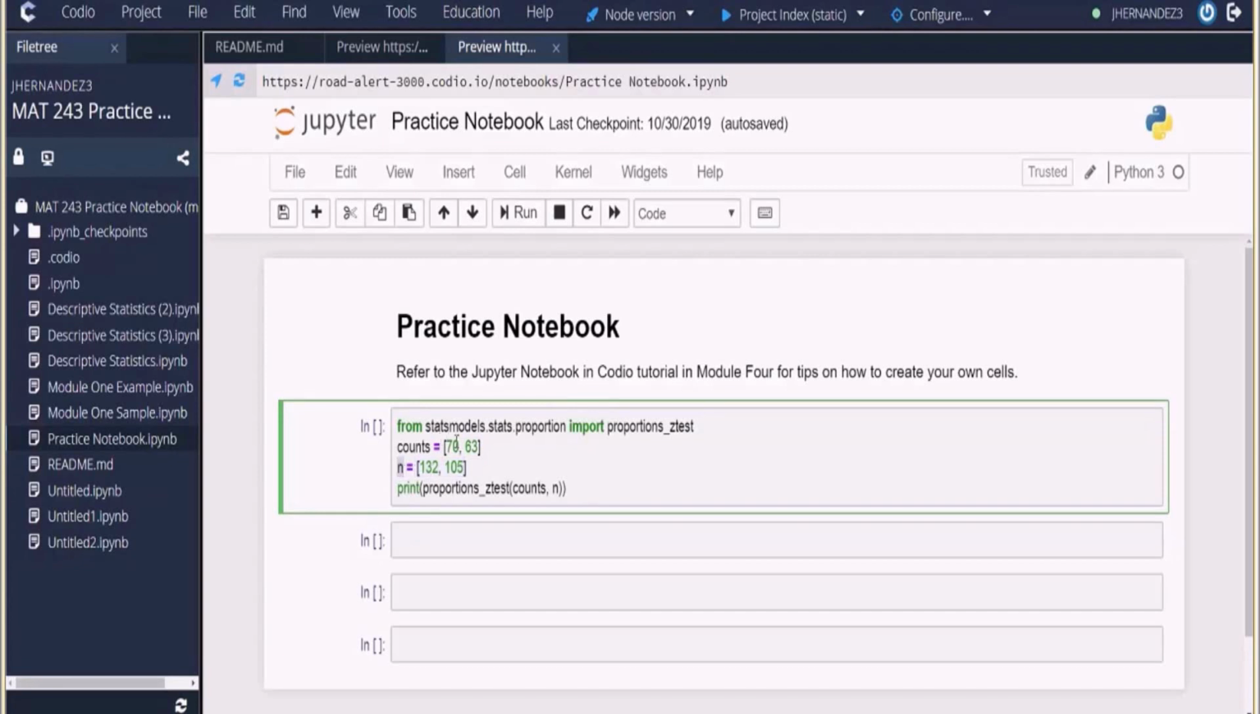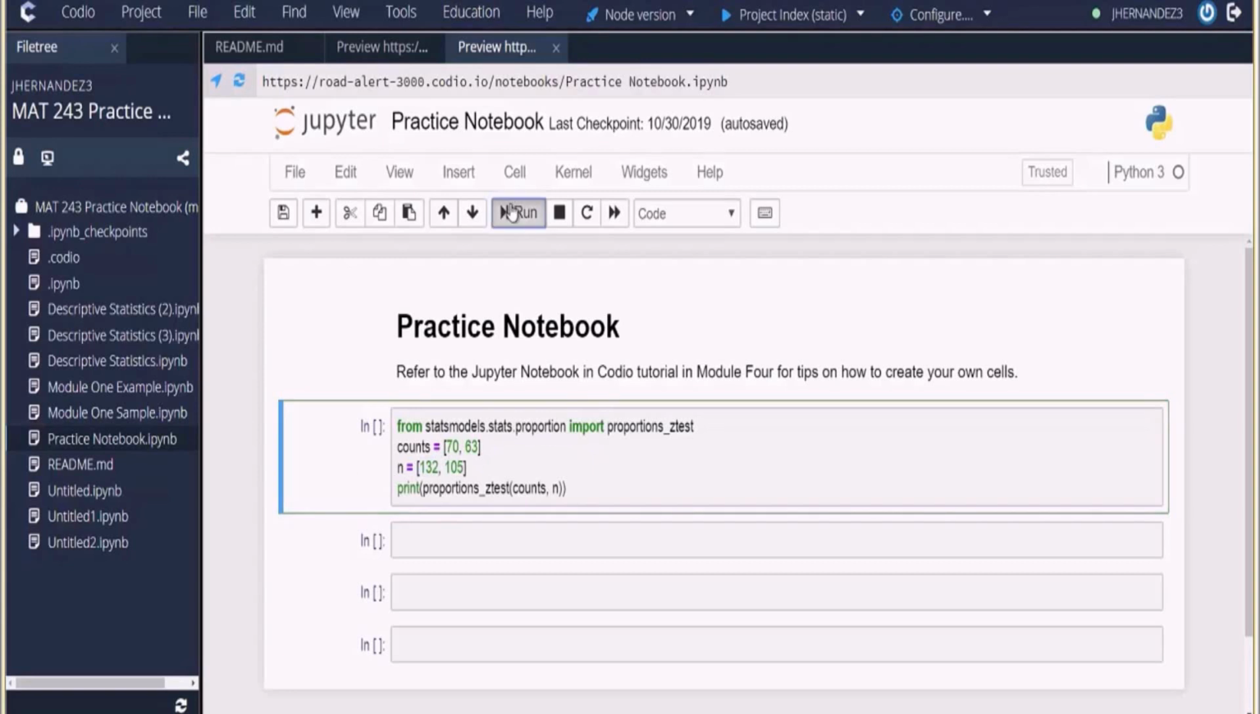And it is critical to make sure that the first entry in the first list, 70, corresponds to the first entry in the second list, 132, because this method then calculates the proportion itself. So it'll take this first number, divide it by the first number in this list, and calculate the proportion that way. If I had 105 as the first entry here and 132 as the second entry, it would calculate the wrong proportions and therefore you would get the wrong results. So just make sure that this is set properly.